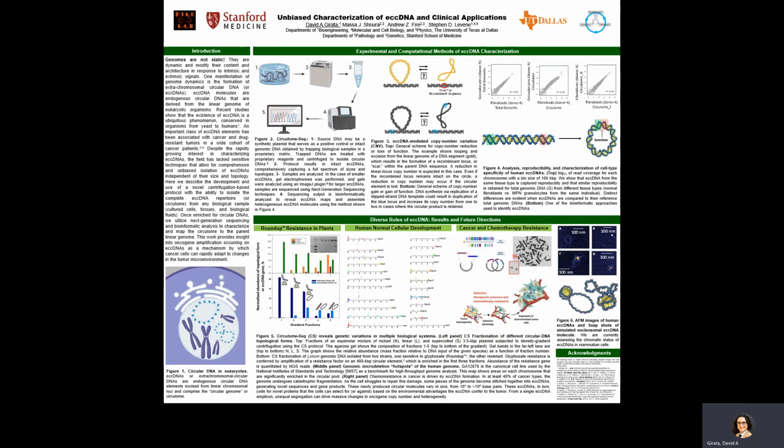And having a technique that is able to purify all types of circles in different sizes and sequences will allow us to properly understand the mechanisms through which these eccDNAs are formed in all types of disease models, as well as in normal cells.